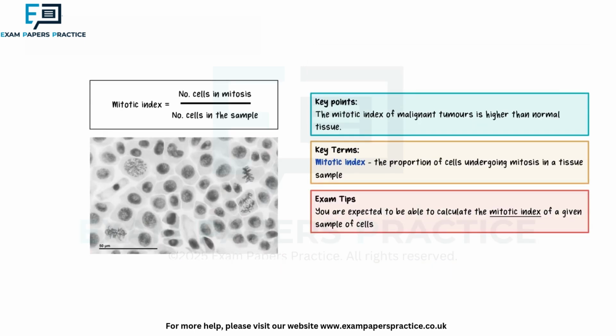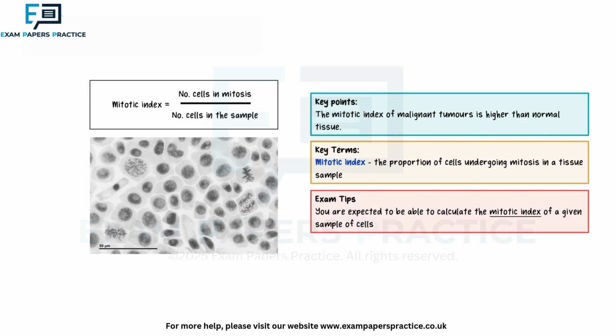To better evaluate and differentiate between tumor types, one useful measure is the mitotic index. This index indicates the proportion of cells undergoing mitosis in a sample of tissue. Malignant tumors generally exhibit a higher mitotic index when compared to normal tissue. This reflects their increased cell proliferation. The mitotic index is calculated by counting the number of cells in mitosis and dividing this by the total number of cells in the sample.